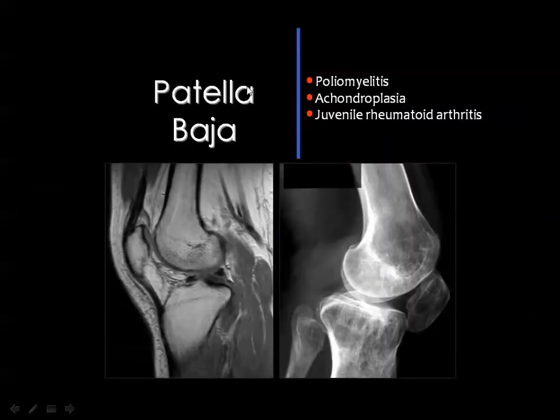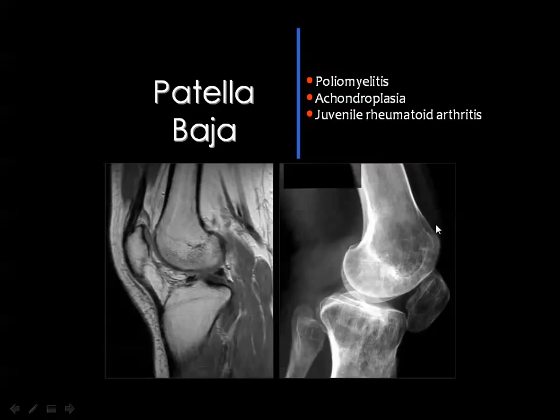And patella baja, meaning that the patella is inferiorly displaced and the infrapatellar tendon is short, as you can see here. If you compare the length of the patella to the length of the infrapatellar tendon, you can see that both are equal. But in normal conditions, this tendon will be 1.3 times the length of the patella itself. This condition is seen commonly in poliomyelitis, in some cases of achondroplasia, and also in some cases of juvenile rheumatoid arthritis.